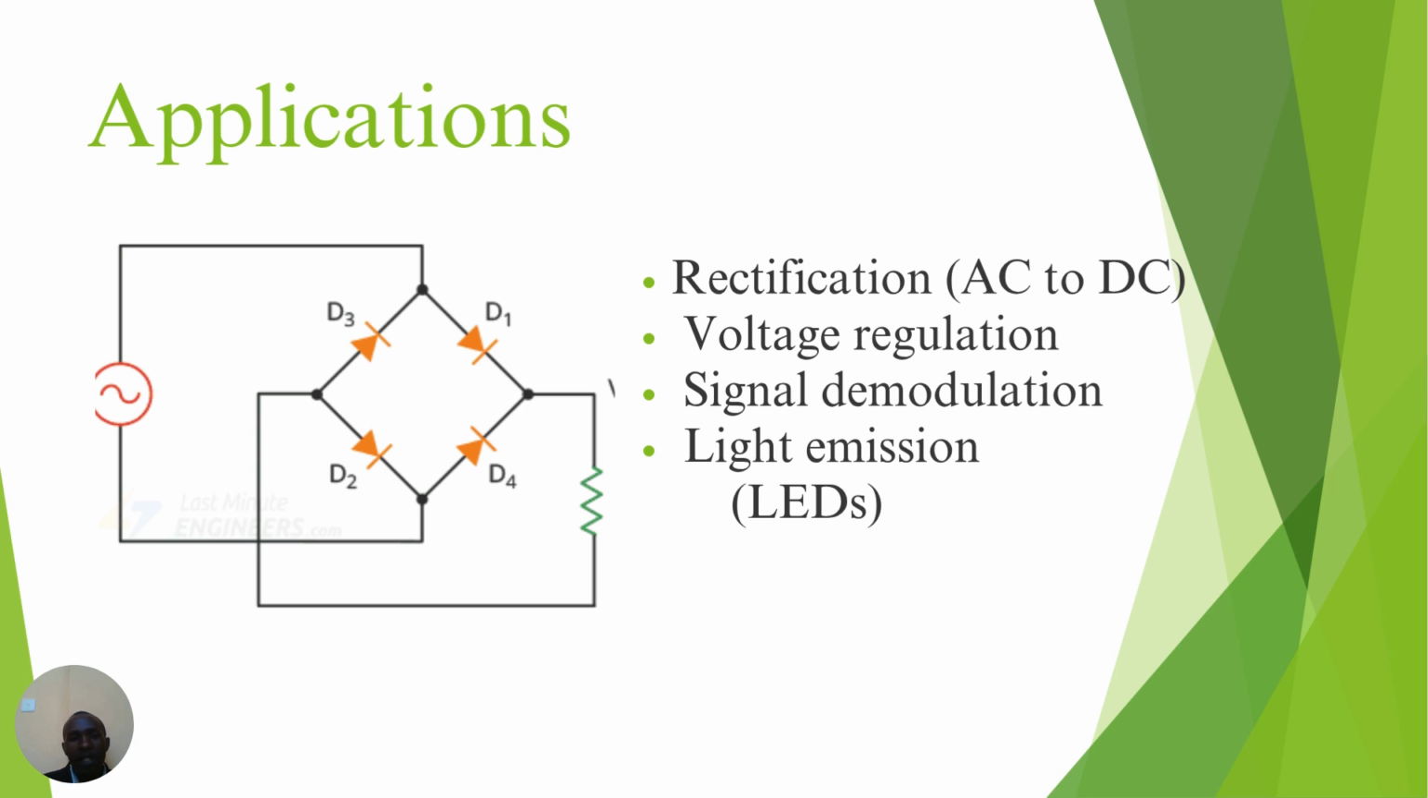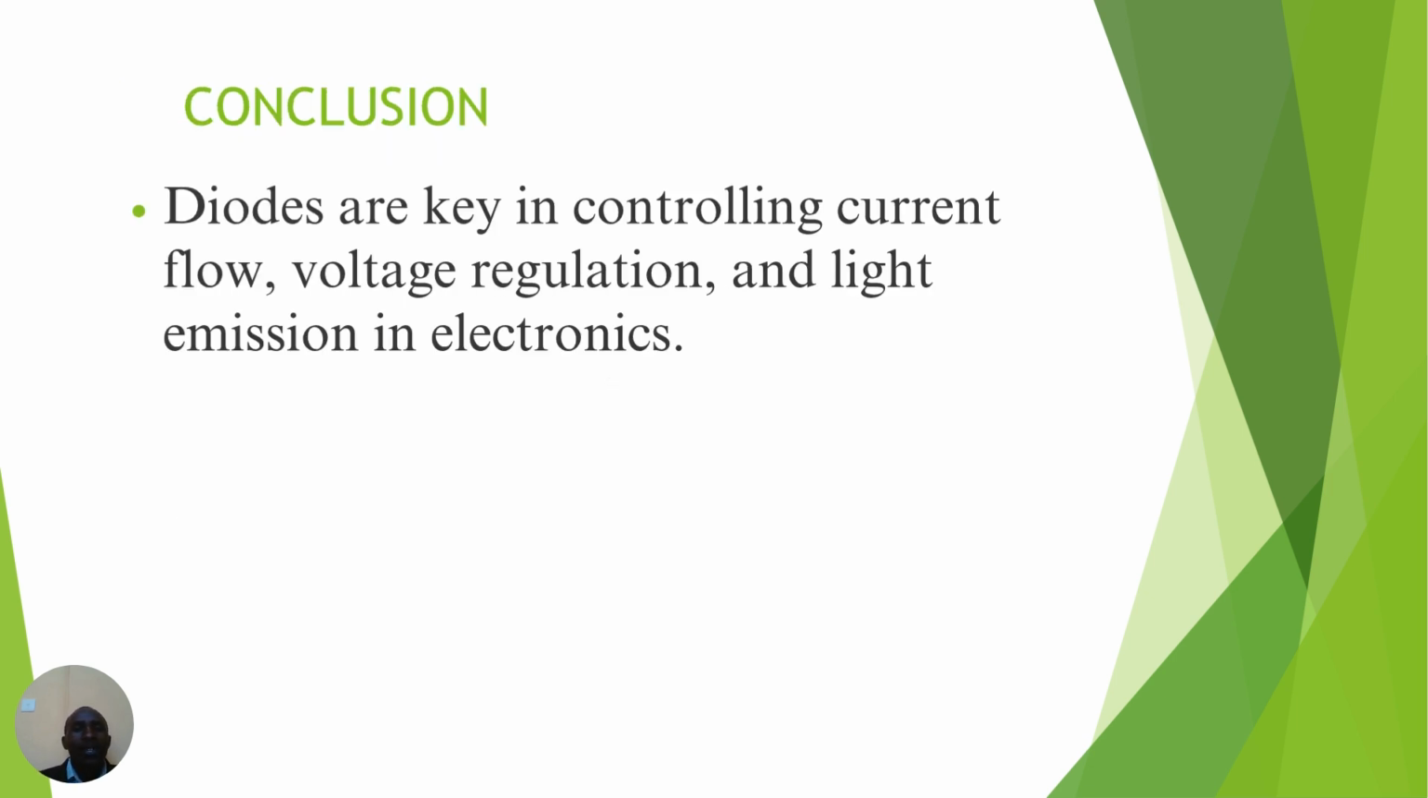So the next thing is voltage regulation. You can regulate voltage using diodes. Another is signal demodulation, where we demodulate signals, and light emission. In LEDs, we do use diodes.